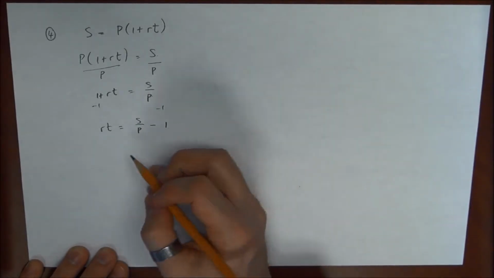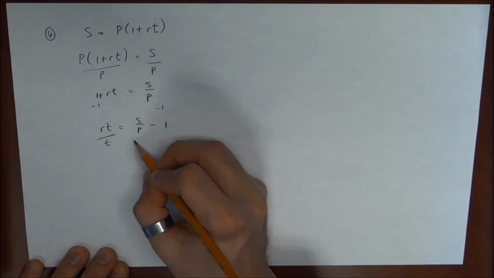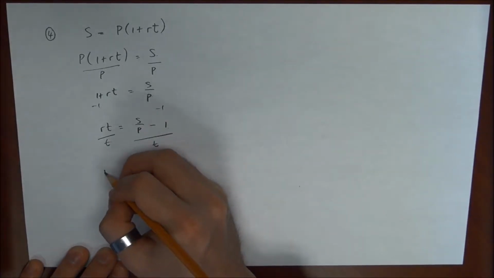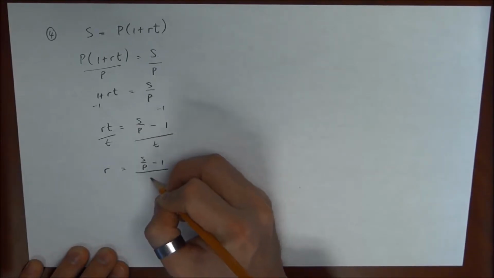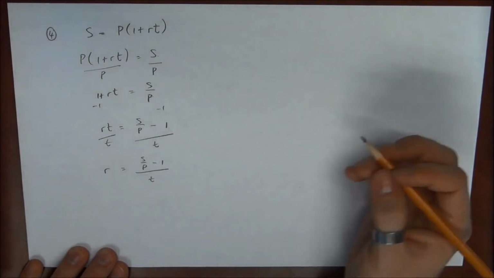And then I'm going to divide by T. Now it really doesn't matter how you leave it, so it's not an exercise in simplifying. You can leave it like that. That's perfectly fine.